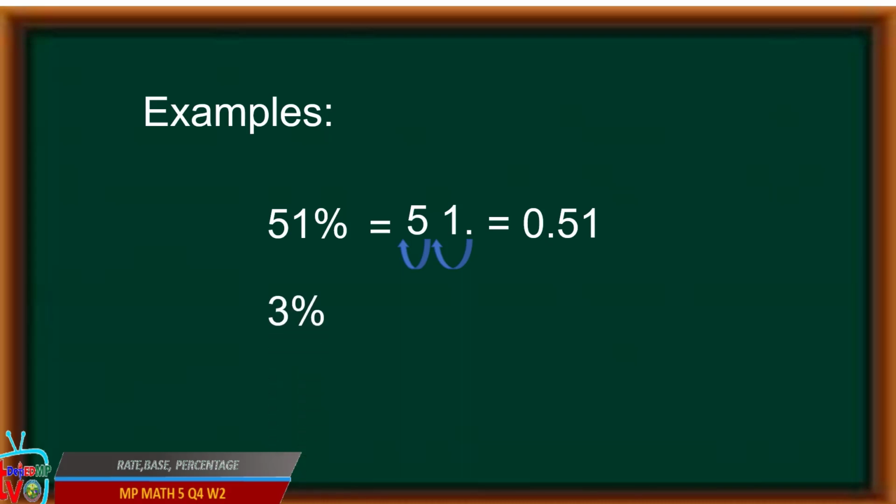Another one, 3%. Drop the percent sign, and since there is only one digit, we need to add a cipher. So we move the decimal point 2 places to the left, 1, 2. So it becomes 3 hundredths.